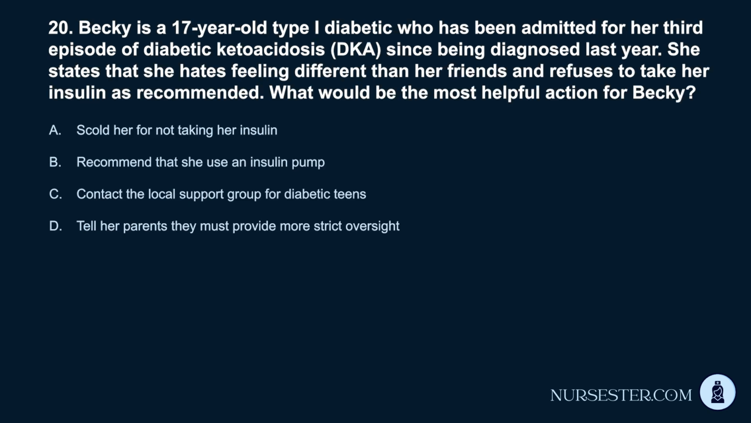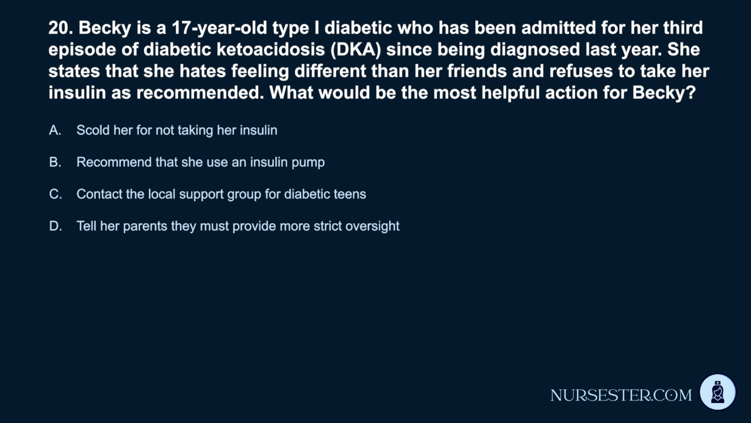20. Becky is a 17-year-old type I diabetic who has been admitted for her third episode of diabetic ketoacidosis, DKA, since being diagnosed last year. She states that she hates feeling different than her friends and refuses to take her insulin as recommended. What would be the most helpful action for Becky?